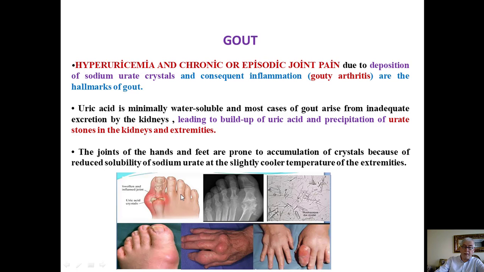You can see it is a problem in the extremities. The joints of hands and feet are prone to accumulation of crystals because of the reduced solubility of sodium urate and the slightly cooler temperature of the extremities. And we need allopurinol for treatment of gout disease.